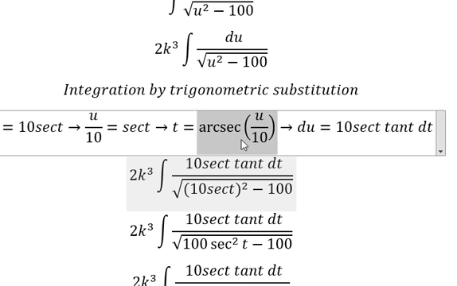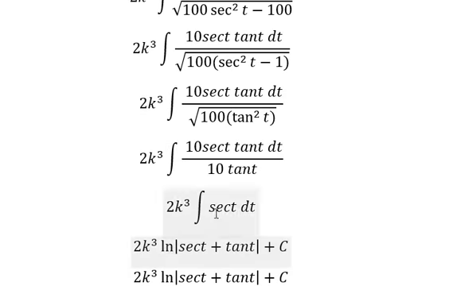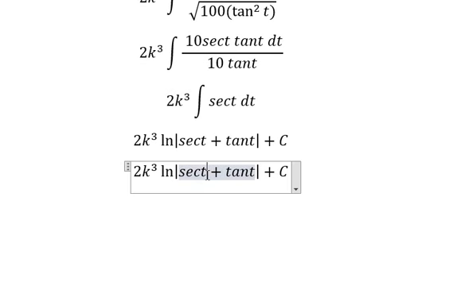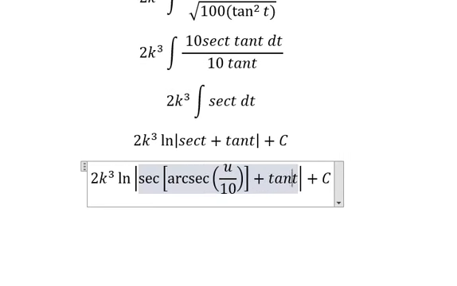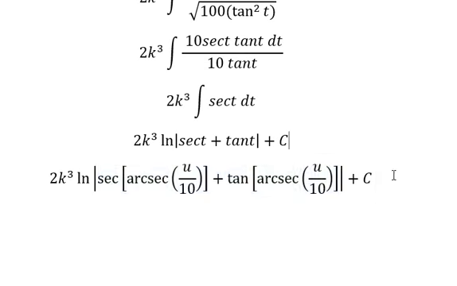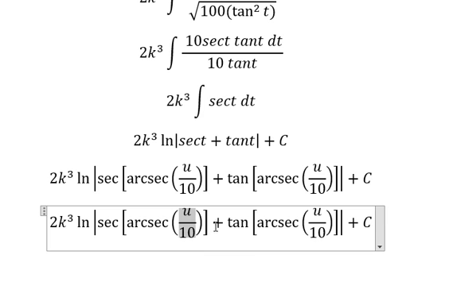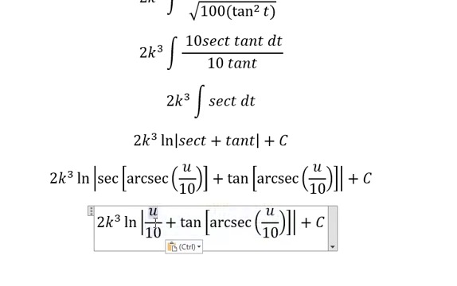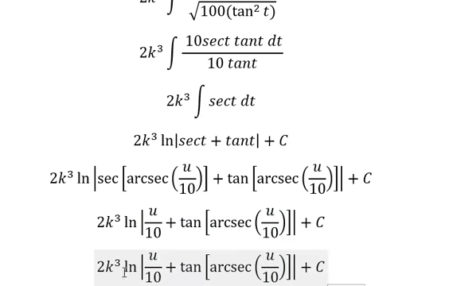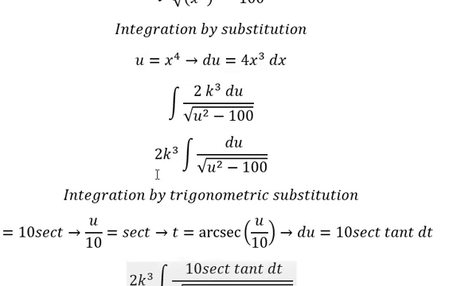So I need to put this one to change for t. So we have secant with our secant, that's about this one. About u, that is about this one.